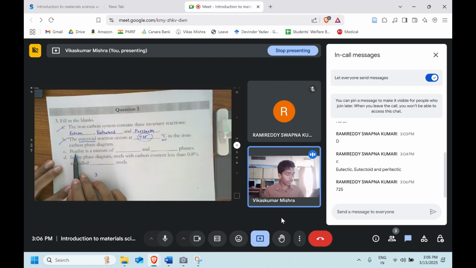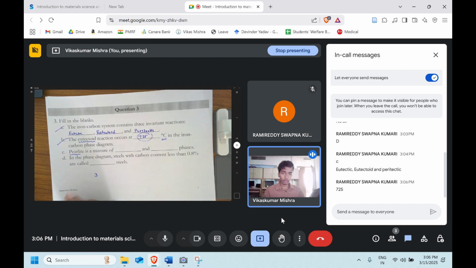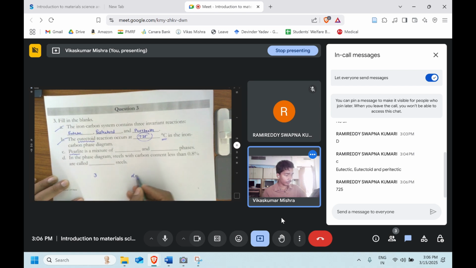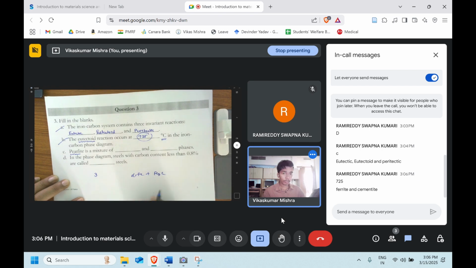Now, pearlite is a mixture of dash and dash. So pearlite, we know, is a laminar mixture of two phases. We call pearlite the microconstituent. This pearlite is made up of two phases. Which are those two phases? That is what they are asking. So they are mostly the ferrite and cementite. Yeah, that's perfect. So we can write ferrite and cementite.